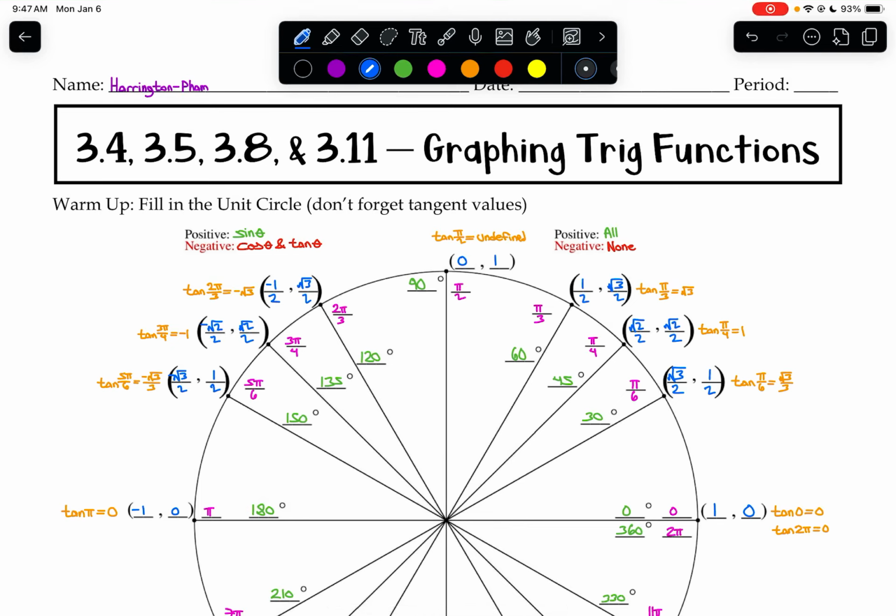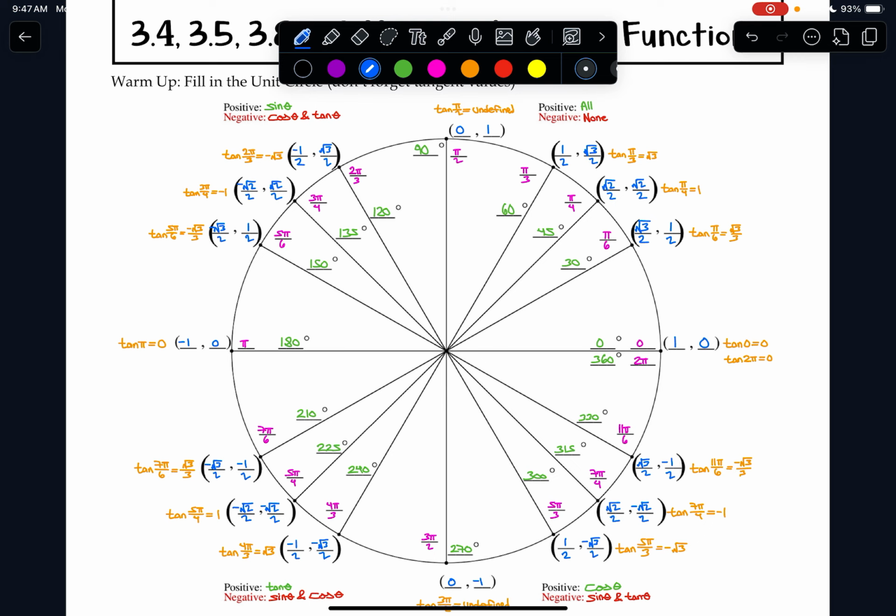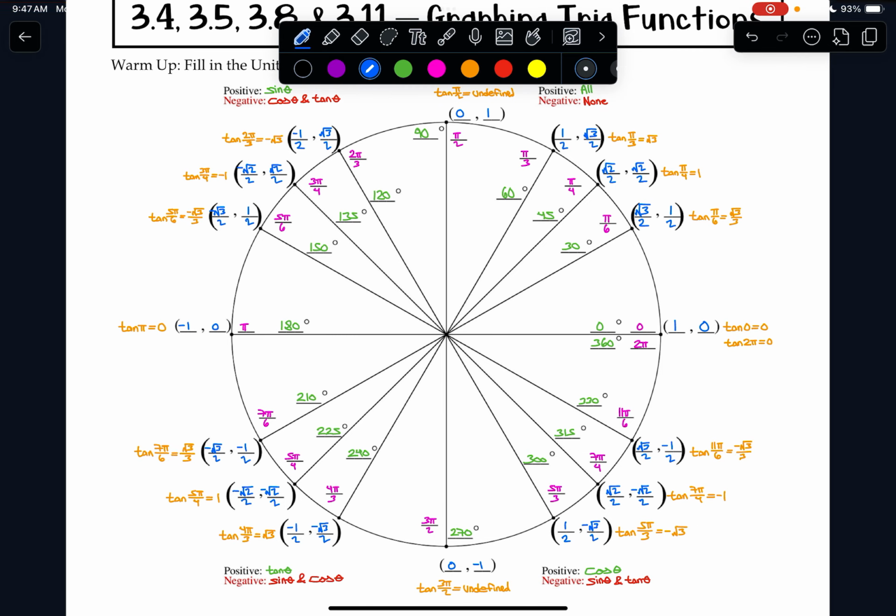Hey everyone. All right, so we're going to get started by graphing the trigonometric parent functions. To start off, I would definitely recommend filling out the unit circle at least one time. The more the merrier, of course, but at least stop here, fill it out, and then let's get started after.